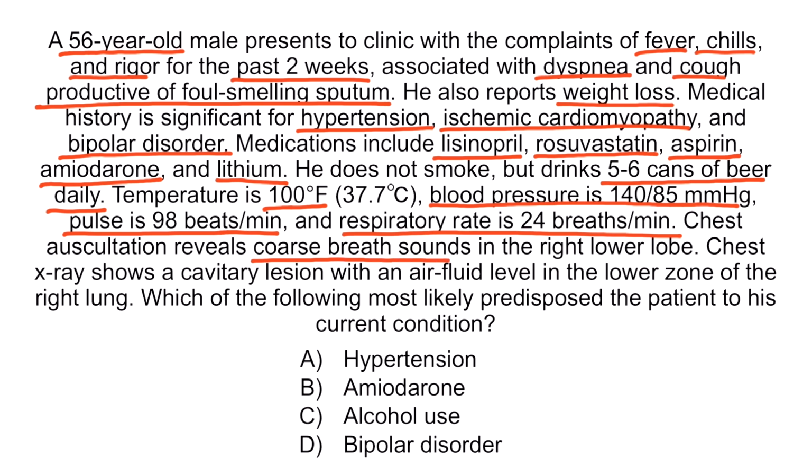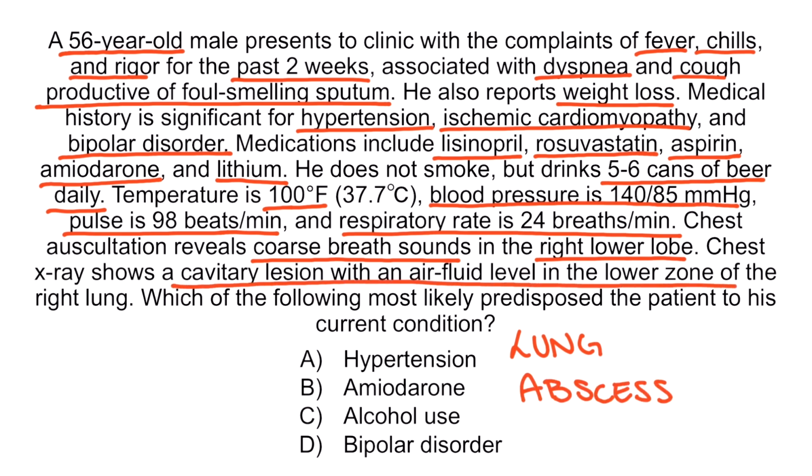Chest auscultation reveals coarse breath sounds in the right lower lobe. The constellation of his respiratory symptoms, their indolent onset, his alcohol use, and examination findings of consolidation in the right lower lobe make lung abscess the likely diagnosis. This is further confirmed by chest x-ray finding of cavitary lesion with an air fluid level in the lower zone of the right lung. A lung abscess most commonly occurs due to aspiration of oropharyngeal contents, and the most likely predisposing factor in this patient is his alcohol use. Hence, the correct answer is option C, alcohol use.